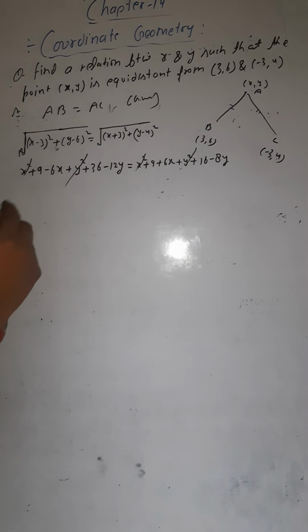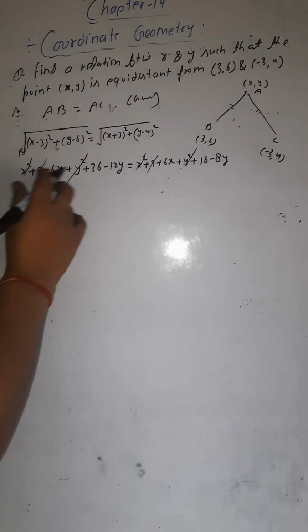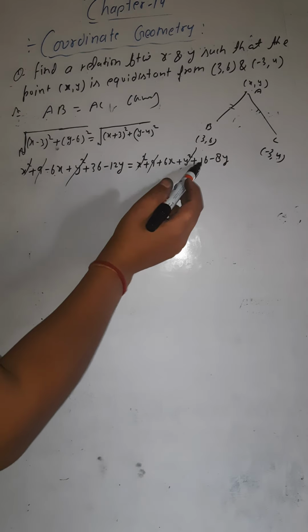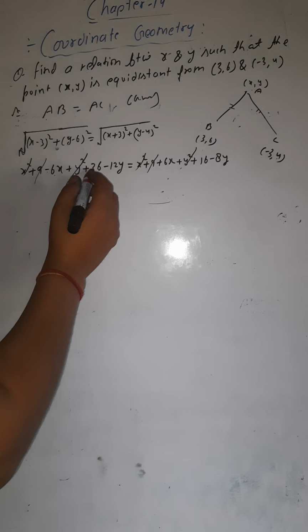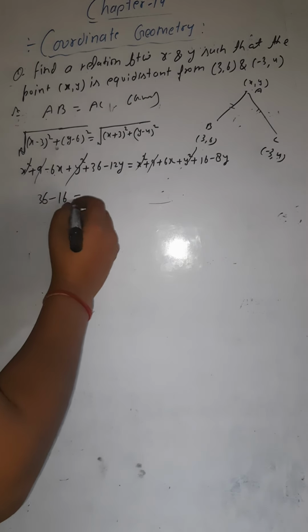One more thing you can see, 9 and 9 can cancel each other. Am I right? Yes. So minus 6 and minus 12y will go there, and because both are negative, they will become positive. Are you getting this? And this 16 will come here and will become negative. So you are left with 36. This 16 will come here and will become minus 16.